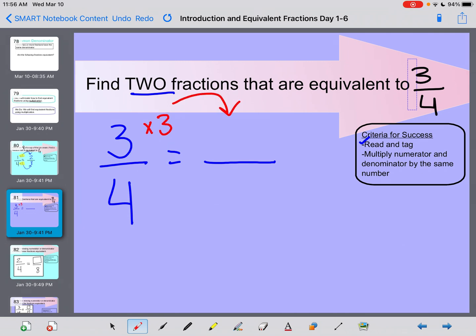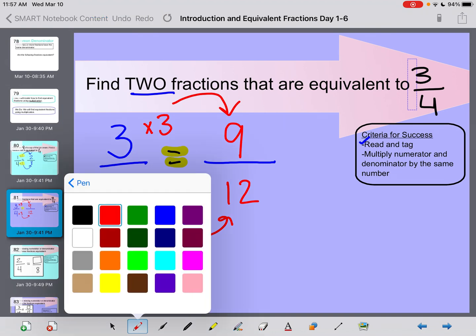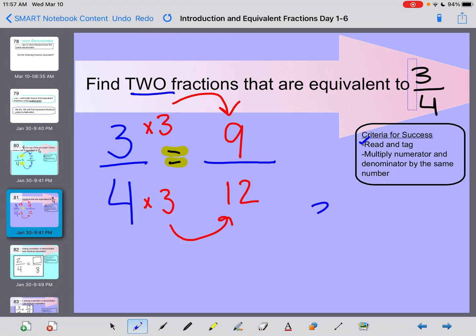3 times 3 is 9. 4 times 3 is 12. So I can say 3/4 equals 9/12. That's one equivalent fraction. Now I'm going to find a second equivalent fraction. Okay, 3/4 equals blank. I already did times 3. Let me pick a different number.